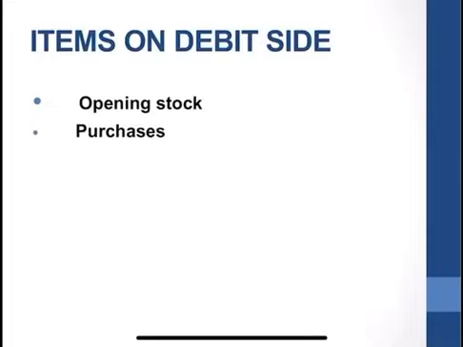Then we have purchases, that is goods purchased for the purpose of selling, and these are both cash purchases as well as credit purchases, and purchases returns must be deducted and the balance, net purchases, should be debited to trading account. Then direct expenses. These are the expenses incurred by the business to make goods sellable.